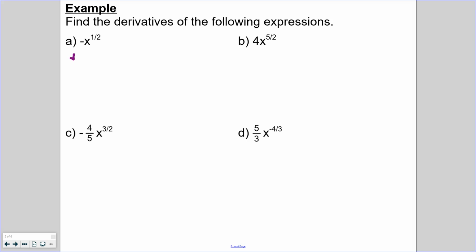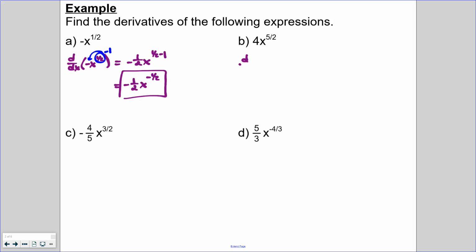So to find the derivative of negative x raised to the 1/2 power, we're just going to take the exponent, multiply it to the coefficient, and subtract 1. So that's going to give us negative 1/2 x raised to the 1/2 minus 1 power, which can be simplified to be negative 1/2 x to the negative 1/2 power. And we can actually leave it like that. If you would want to rewrite this expression to get rid of the negative exponent, you're more than welcome to, but it's not required.